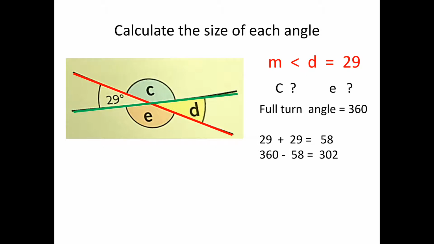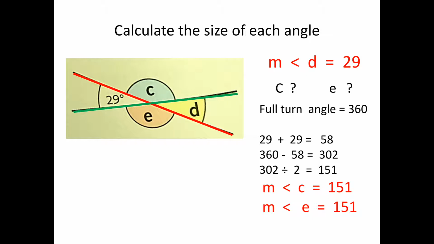So if I want to get the measure of angle C by itself and the measure of angle E by itself, I have to divide this 302 by 2. It will give me 151. So the measure of angle C will be equal to 151 and the measure of angle E will be equal also to 151.